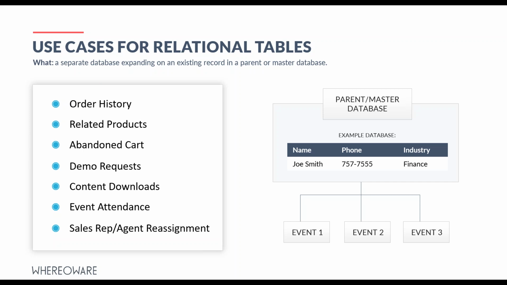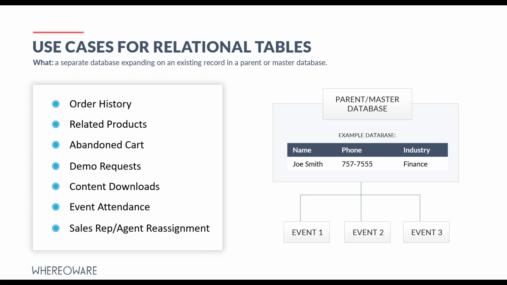Relational tables can be seen as an extension of your database. So you can see on the right-hand side that Joe Smith is one of our subscribers in our database. But we want to be able to collect more information about Joe that's not directly tied to his profile data. We want to capture specific events related to Joe, and these events can then ultimately be stored in your relational table so that they don't clog up his database record.